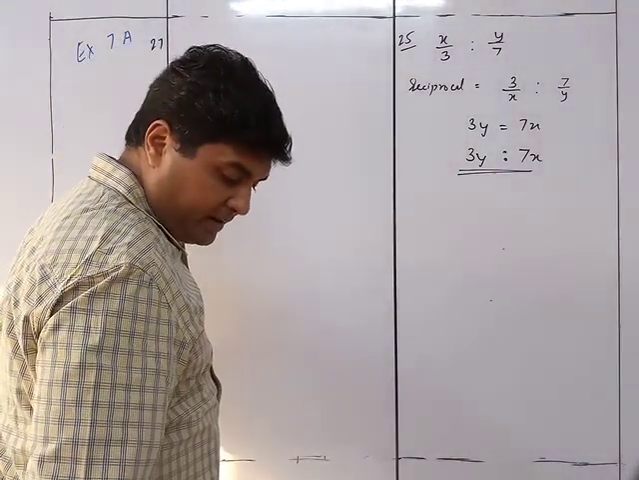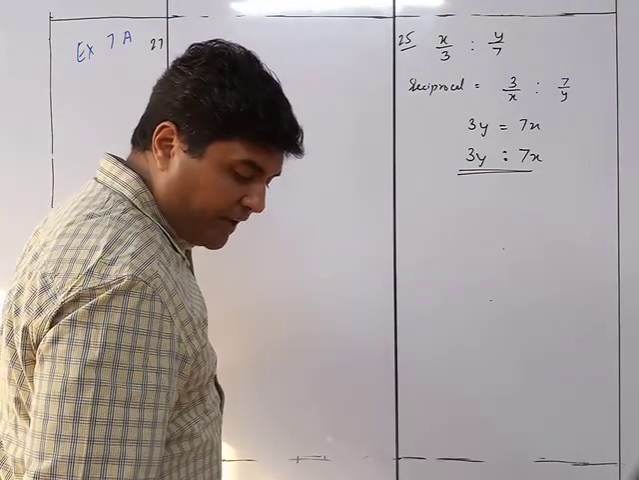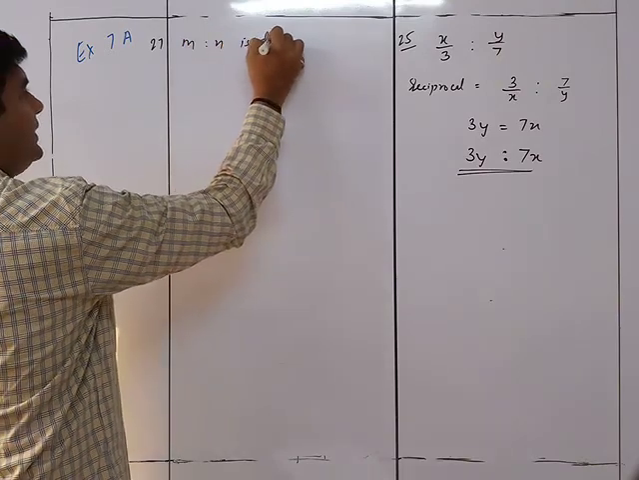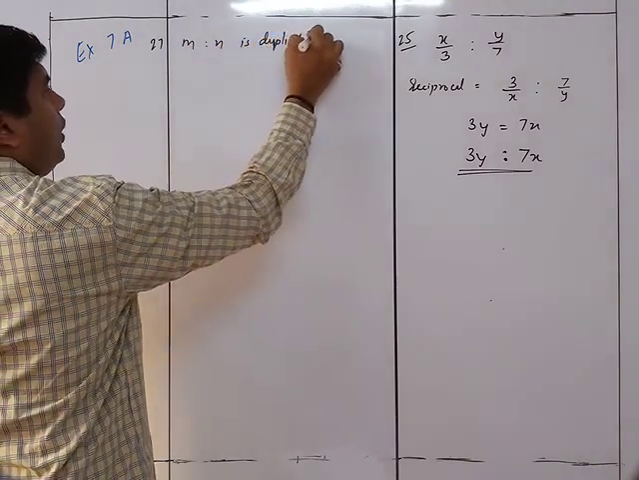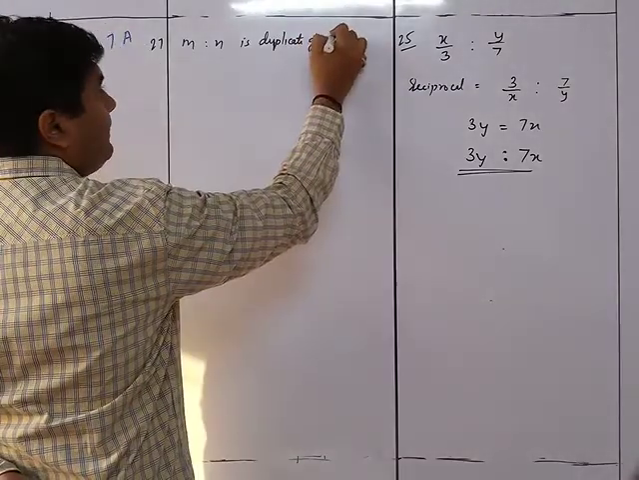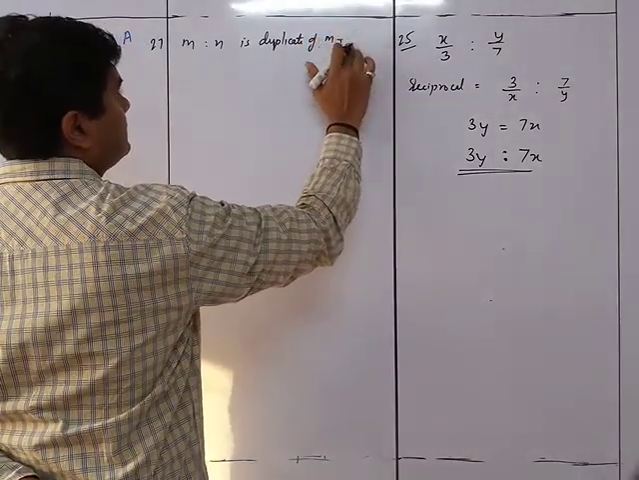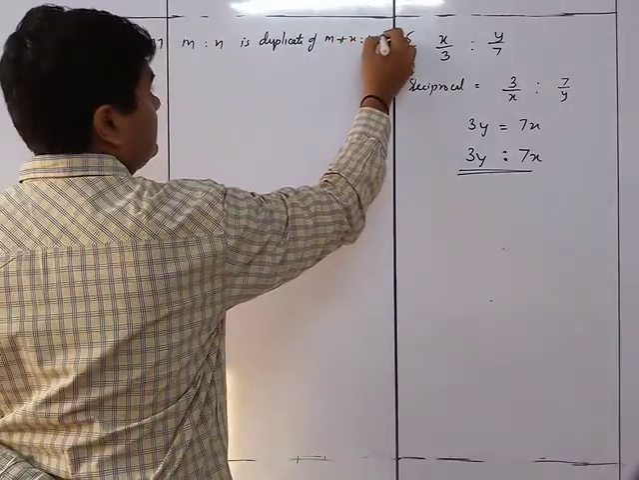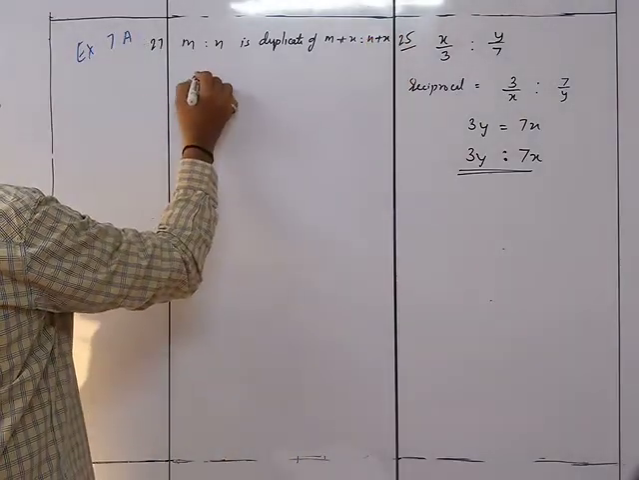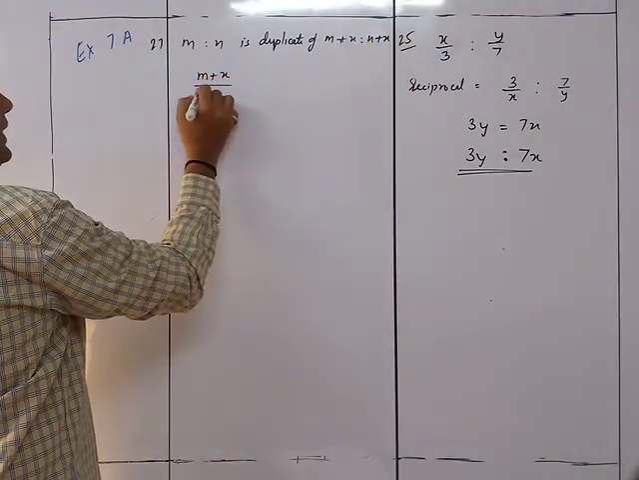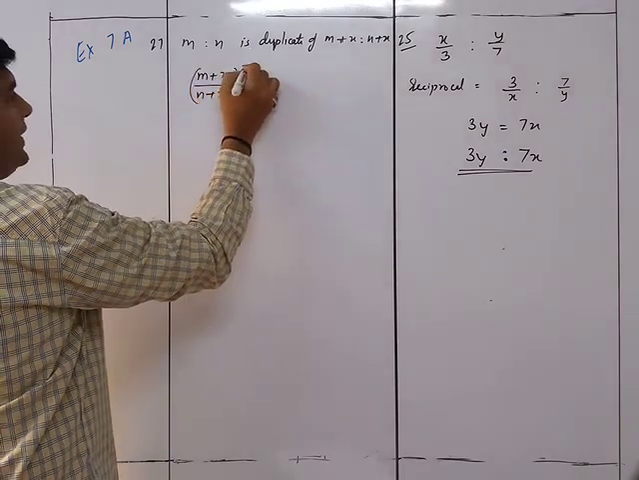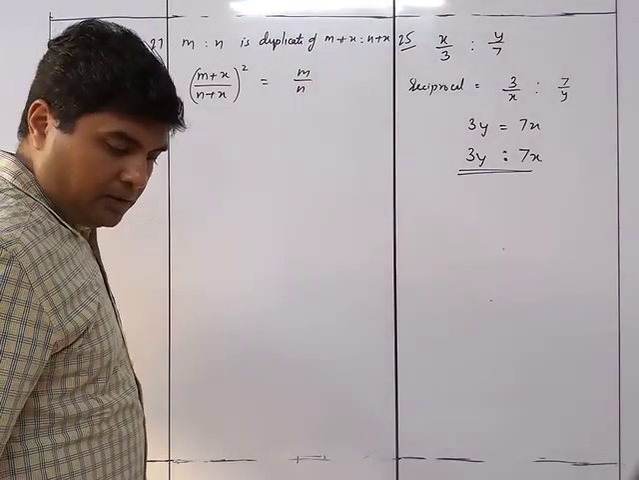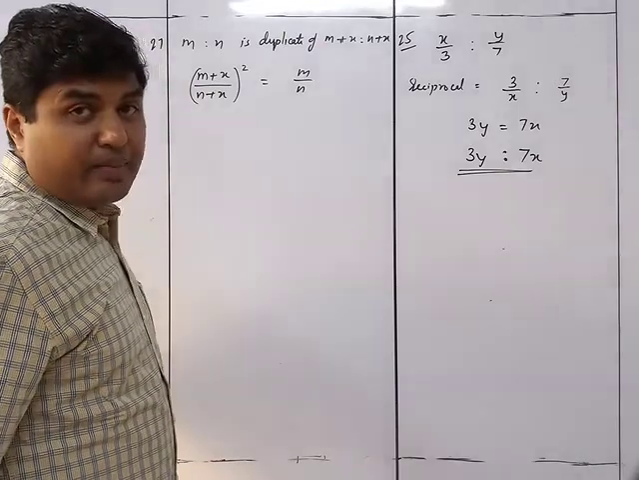If m upon n is the duplicate ratio of m plus x, n plus x, so it is given that m is to n is the duplicate of m plus x is to n plus x. What does it mean? It is given that m plus x upon n plus x, the whole square, will be equal to m upon n, right? So we need to prove that x square is equal to mn. That is what we have to show.